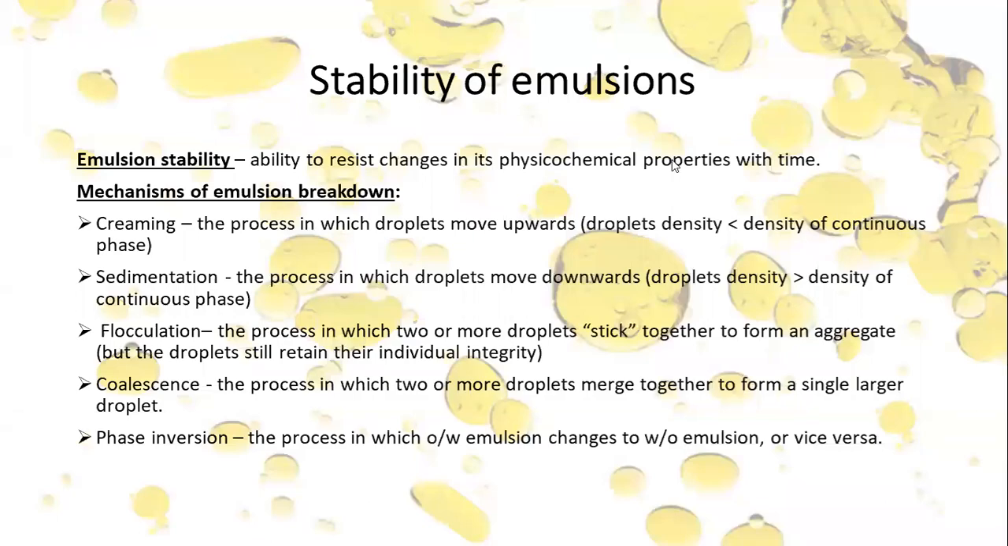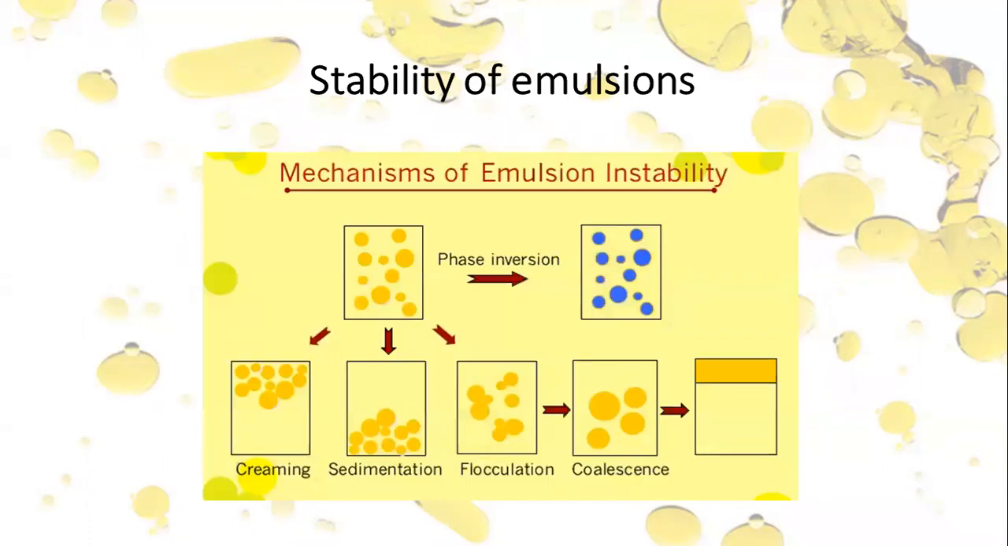I have completed this part, the stability of emulsion, where creaming, sedimentation, flocculation, and phase inversion are already covered by me. Next, this is an image where the mechanisms of emulsion instability are clearly shown. If we assume this is an oil in water type emulsion and this is a water in oil type emulsion, then after phase inversion occurs, this oil in water type emulsion changes its phase and converts into a water in oil type emulsion. This is called phase inversion.